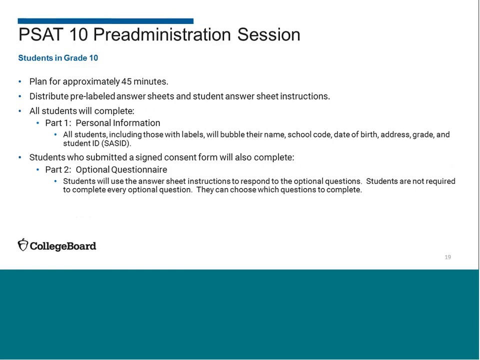For your 10th grade students who are taking PSAT 10, you want to plan for approximately 45 minutes. Again, you're going to distribute the pre-labeled answer sheets and the answer sheet instructions, and then all students will complete their personal information. This is the same information that your grade 11 students will complete. Basically, it's their name, the school code, date of birth, their address, grade, and SACID. And then for those students who submitted signed consent forms, they will also be able to complete the optional questionnaire.